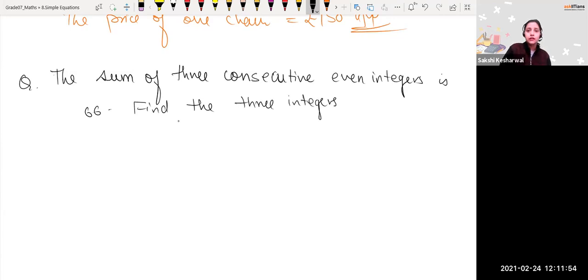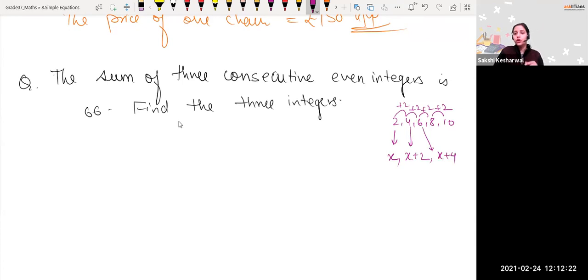Now, you have to think a little bit. What should the thinking process be? What are the even integers? It is like 2, 4, 6, 8, 10. So you're doing plus 2, then plus 2, then plus 2 to get the next integer. Consecutive means next. So if I take the number x as the even integer, the next integer will be x plus 2. Then the next number will be x plus 4, because you're just adding 2 plus 2.